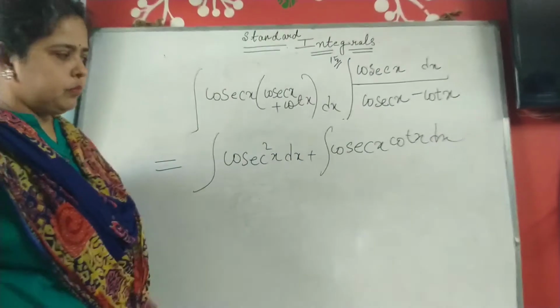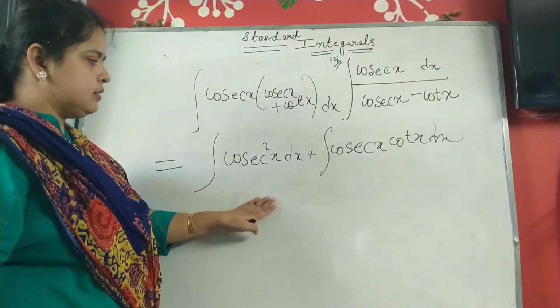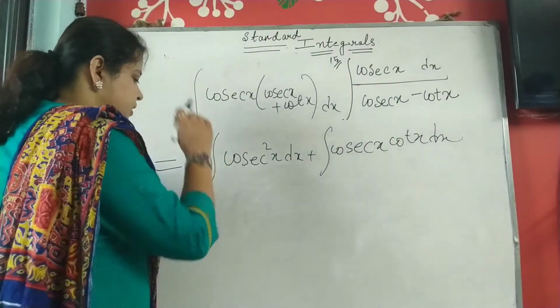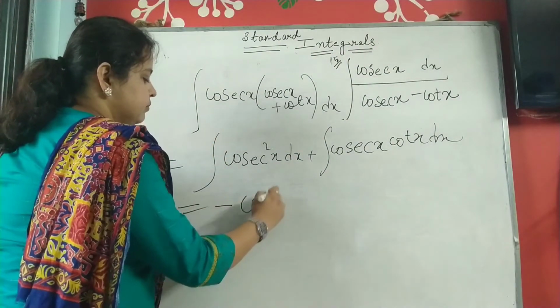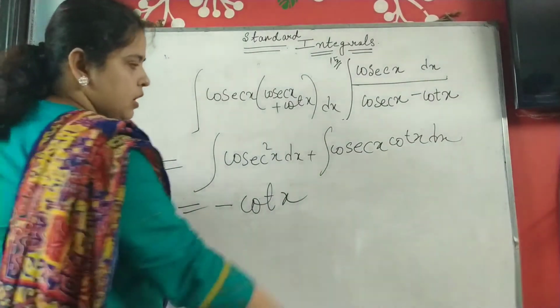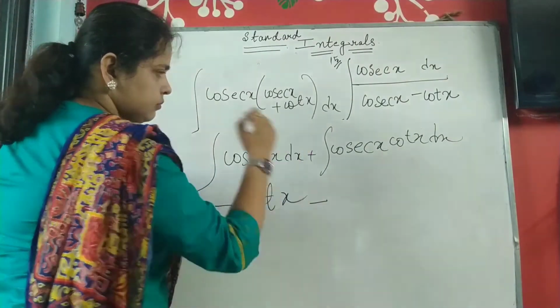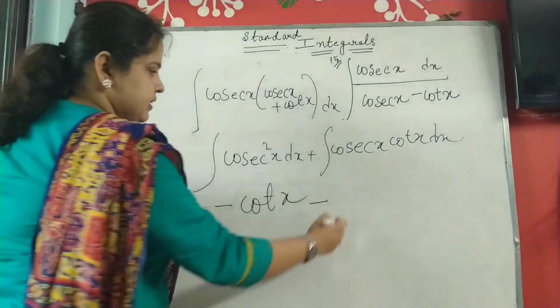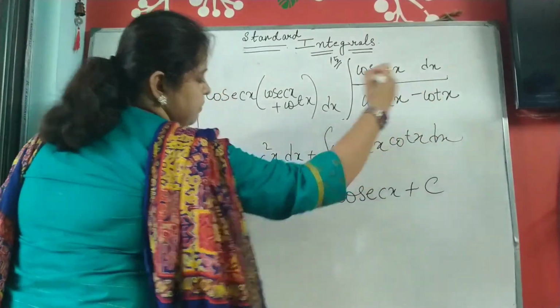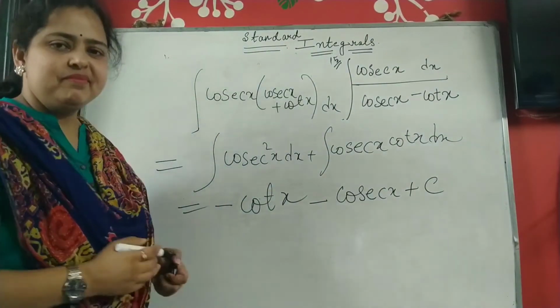Here it is. Cosec square x. Who can answer? I think some of you are answering in your mind only. So it is minus cot x. And what about this? Yes. That is minus cosec x plus c.